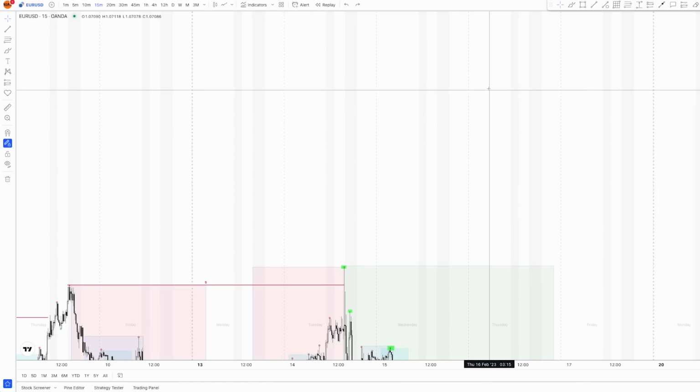And the last structure is initiation structure. This is where price is moving with a lot of momentum. It looks like those times where you say, all I had to do was press buy or sell and I would have made money.